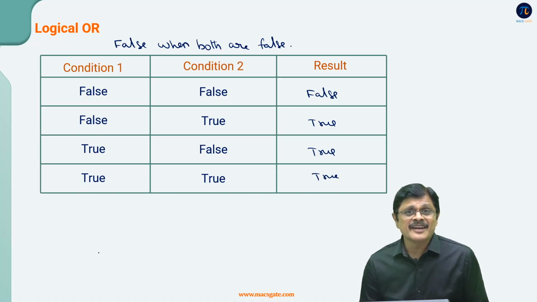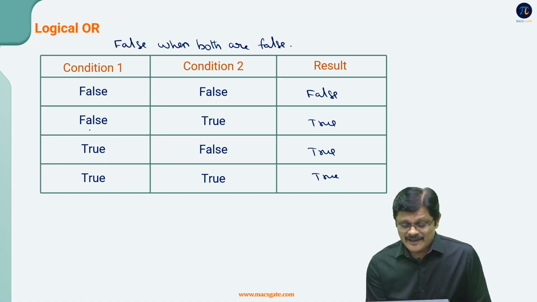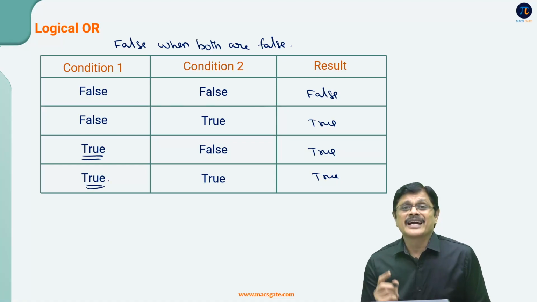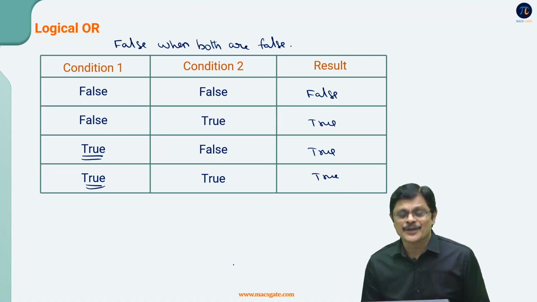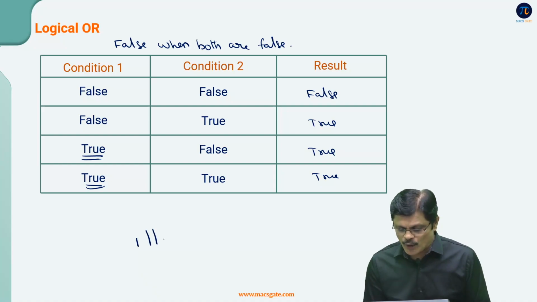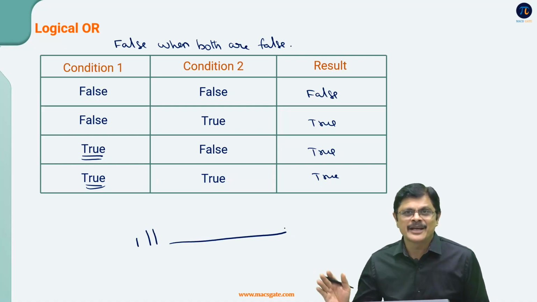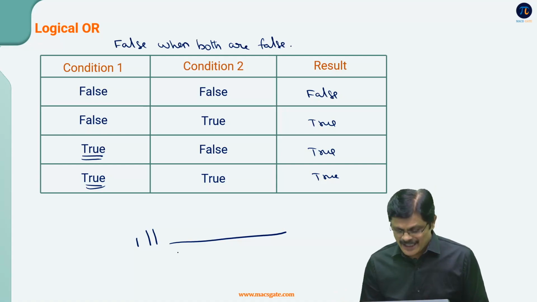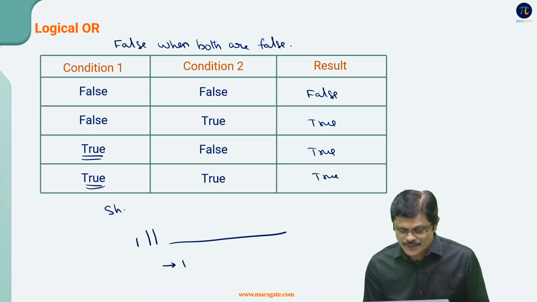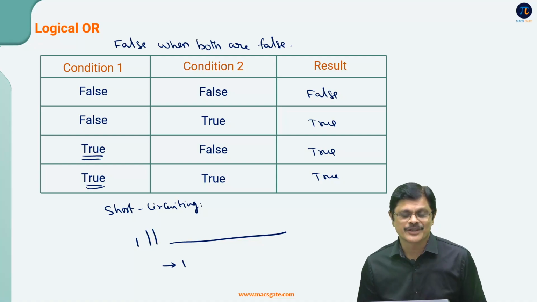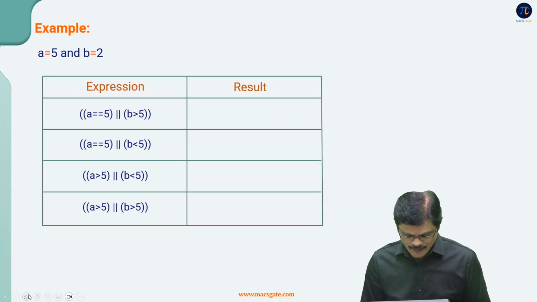My dear friends, even here the short circuiting will happen. Whenever the first condition is true, independent of the second condition, we get the result true. For example, if you get 1 or any big expression, it is ignored and you get the answer 1. So, here also short circuiting will happen, my dear friends. Please note that. Now, look at this example.